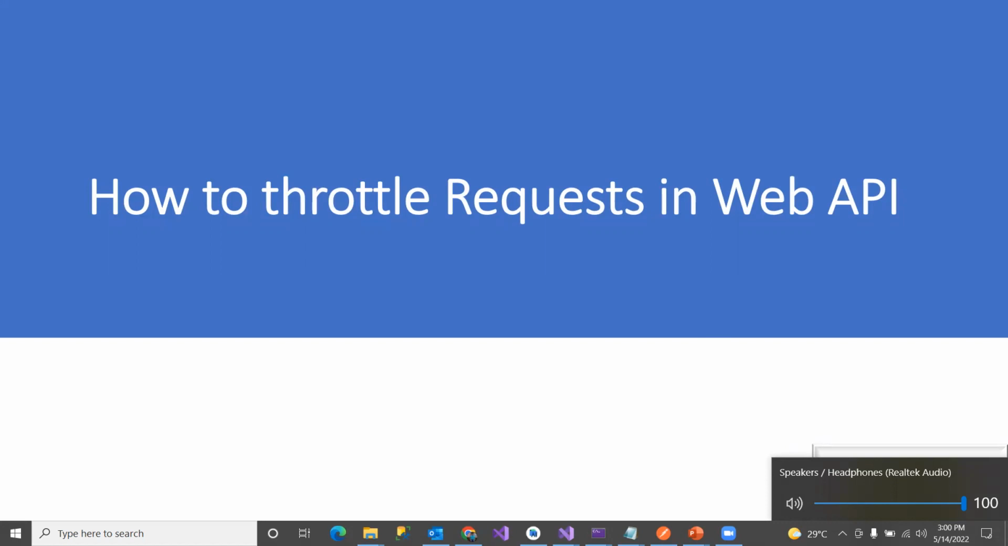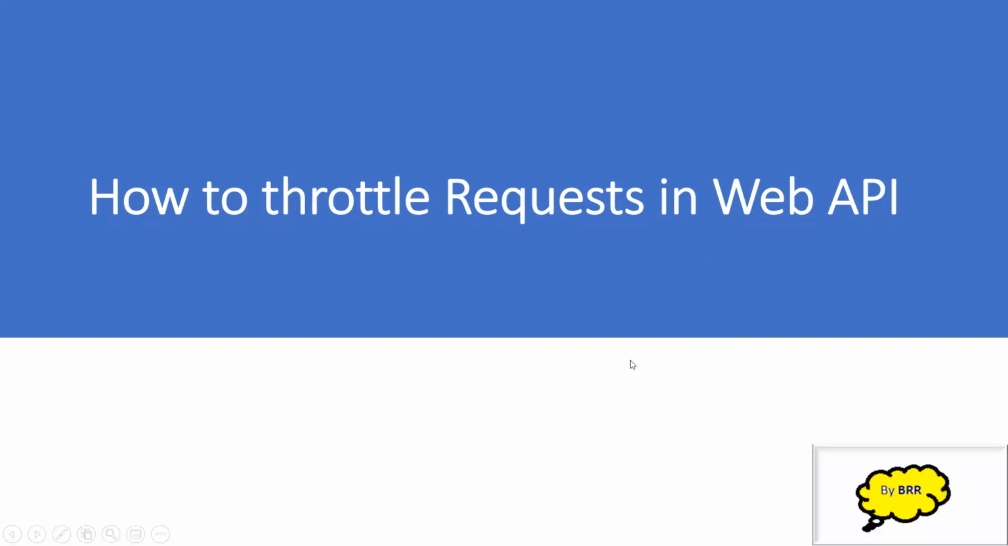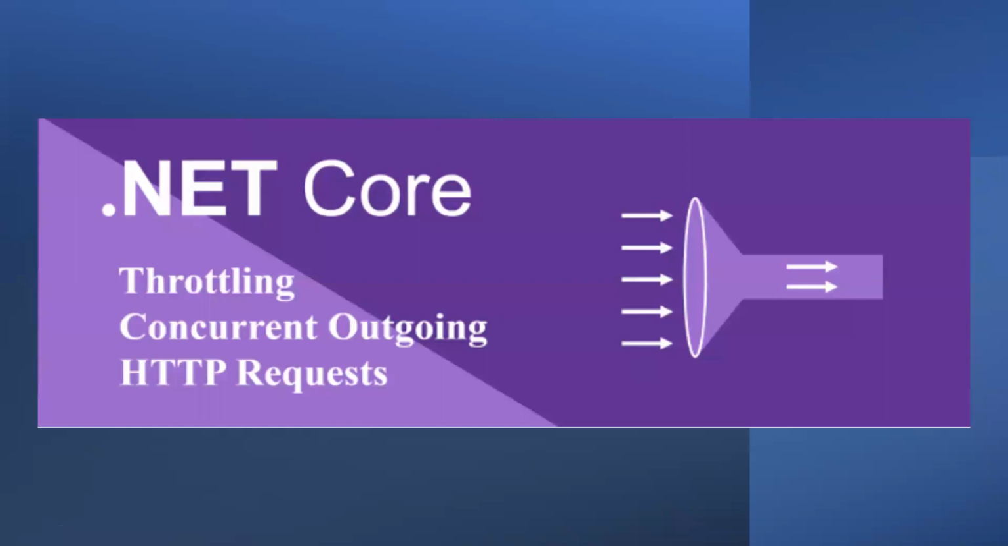In today's session, we'll talk about how to implement throttling to the web API request. So, what is throttling? Throttling is nothing but limiting the rate of your requests. That means if you have an API with different endpoints, and you want to implement a rate limit on your endpoints, to restrict any user or client from making a large number of requests, then you need to implement throttling.